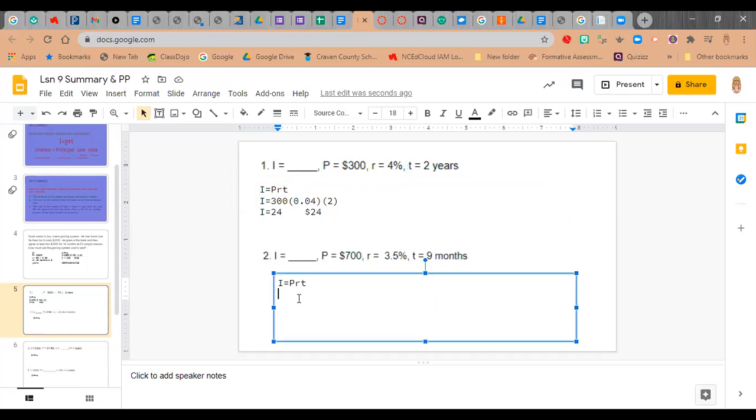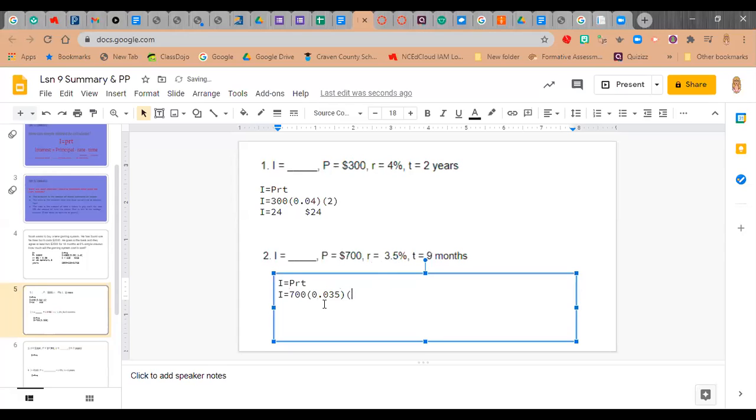Okay, all right, let's look at the next one. Looks like we're given the same things and we're being asked to find the interest. So we're going to keep the I. The principal is $700. We are going to multiply that by 3.5%. So how am I going to write that? Move the decimal point 2 places to the left. 1, 2. So that's going to be 0.035. Questions on how I did that?